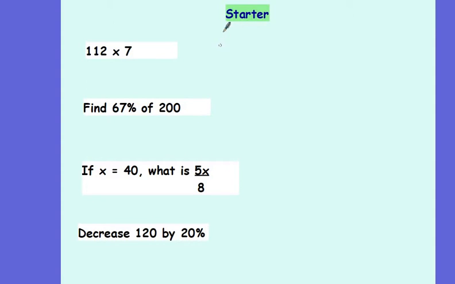Right, let's run through the answers. For the first one, I'm going to do a column multiplication. You could do a grid, up to you. 2 times 7 gives me 14. 1 times 7 gives me 7, plus 1 gives me 8. 1 times 7 gives me 7. So I've got 784. For the second one, there are lots of ways you could work this out.